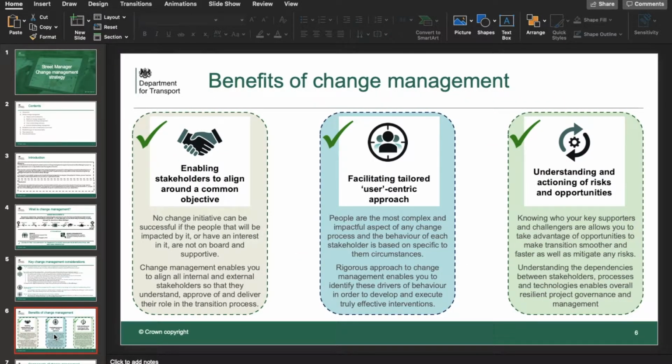So why is change worth doing? I can hear you all asking yourselves this question, and hopefully this slide will give you the answer you're looking for. Now, there are numerous benefits to carrying out these activities, but we have outlined the three we think are the most important.